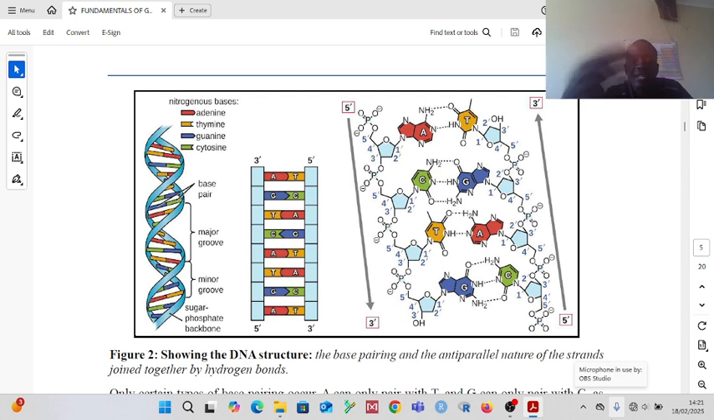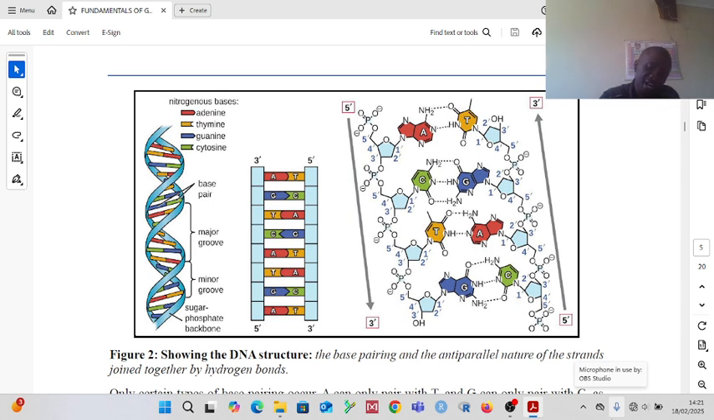Okay, let me give an example. I'm writing something here which you will not see, but when you listen to the notes, do it as I'm speaking it out. If you have a single strand of A, C, T, A, G, C, then 5 prime is where A is and 3 prime is where C is, at the end.